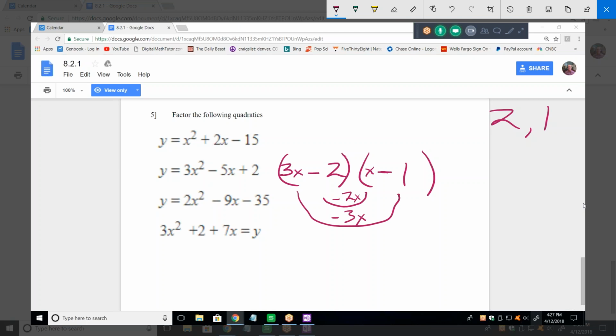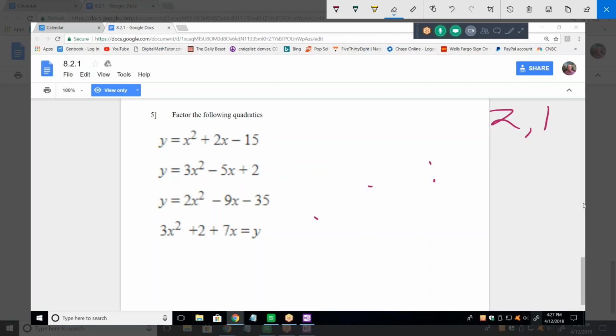That totals minus 5x. Whereas, had I had the 1 there and the 2 there, then that's minus 1x, that's minus 6x, that would give you minus 7x in the middle, and that's not what we got. So, very good. Okay, let's keep going.